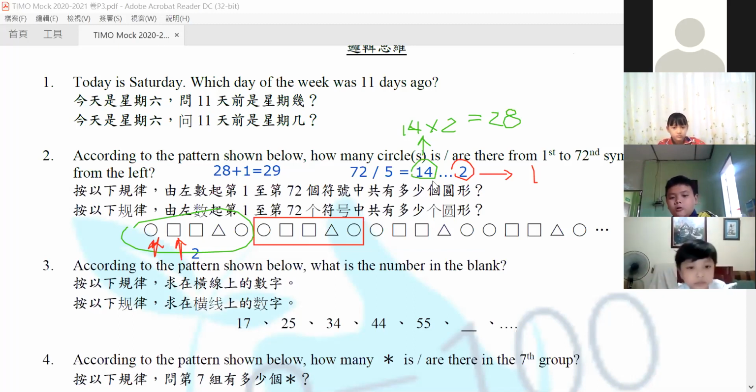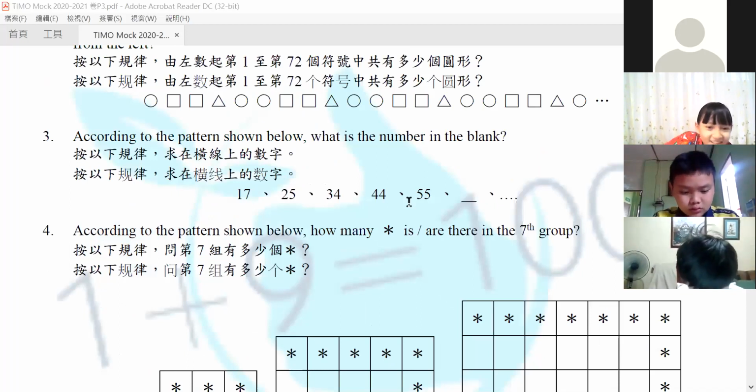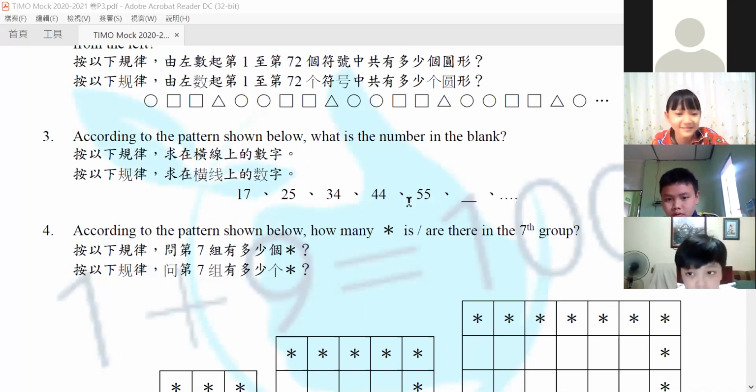Okay, question three. According to the following pattern, 17, 25, 34, 44, 55, what is the next number? The next number is 67. Very good.